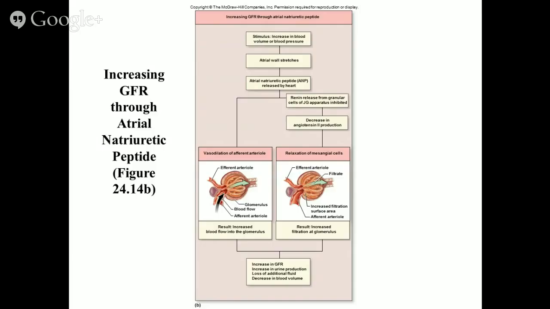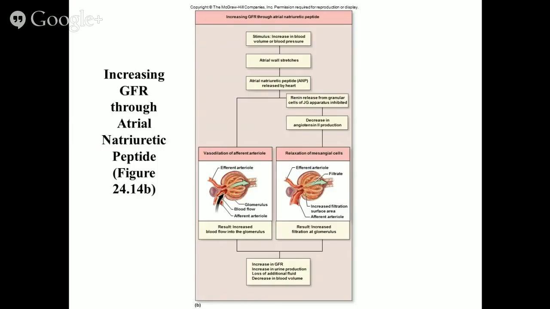The minute that occurs, that stimulates cells in your heart to release ANP. Now, when ANP is released, look at the cascade of events that happens. To your left, we cause vasodilation of the afferent arterioles. When you do that, you increase the amount of blood flow going to the glomerulus, because the afferent arterioles open up, they get wider, and more blood comes to the glomerulus.